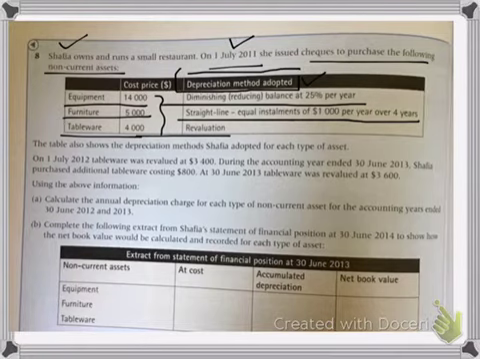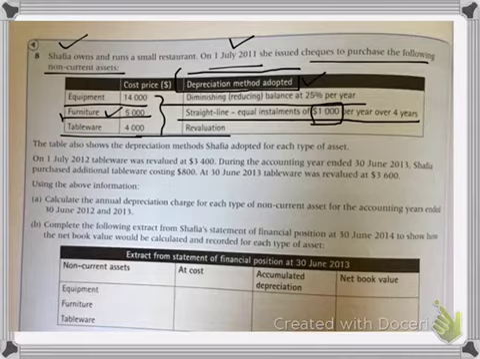Now you can see that next to furniture it is written that you have to use the straight line method, which means equal installments method, and 1,000 per year over 4 years. Basically this means that the $1,000 which is written here is the depreciation for furniture each year. So they've already given you the depreciation for furniture. So you don't now need to calculate depreciation for the furniture again.